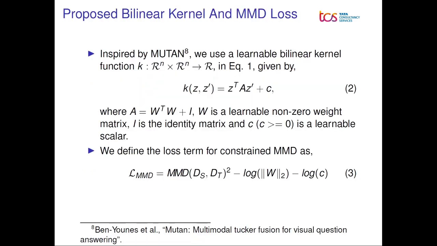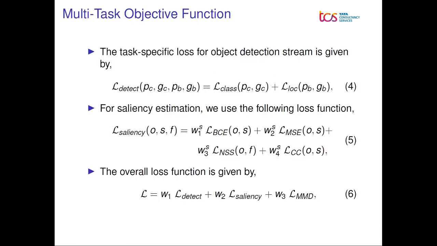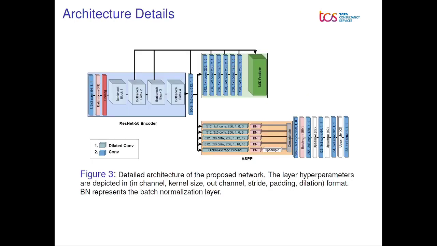Inspired by visual question answering and bilinear models, we propose a learnable bilinear kernel function whose formula is shown in equation 2. The loss term for constrained MMD is shown in equation 3, where the logarithmic terms are present for regularization purposes. The task-specific losses for object detection and saliency estimation are expressed in equations 4 and 5. The multitask objective loss function is expressed as a weighted sum of equations 3, 4, and 5. Figure 3 gives an overview of the detailed architecture with layer hyperparameters.